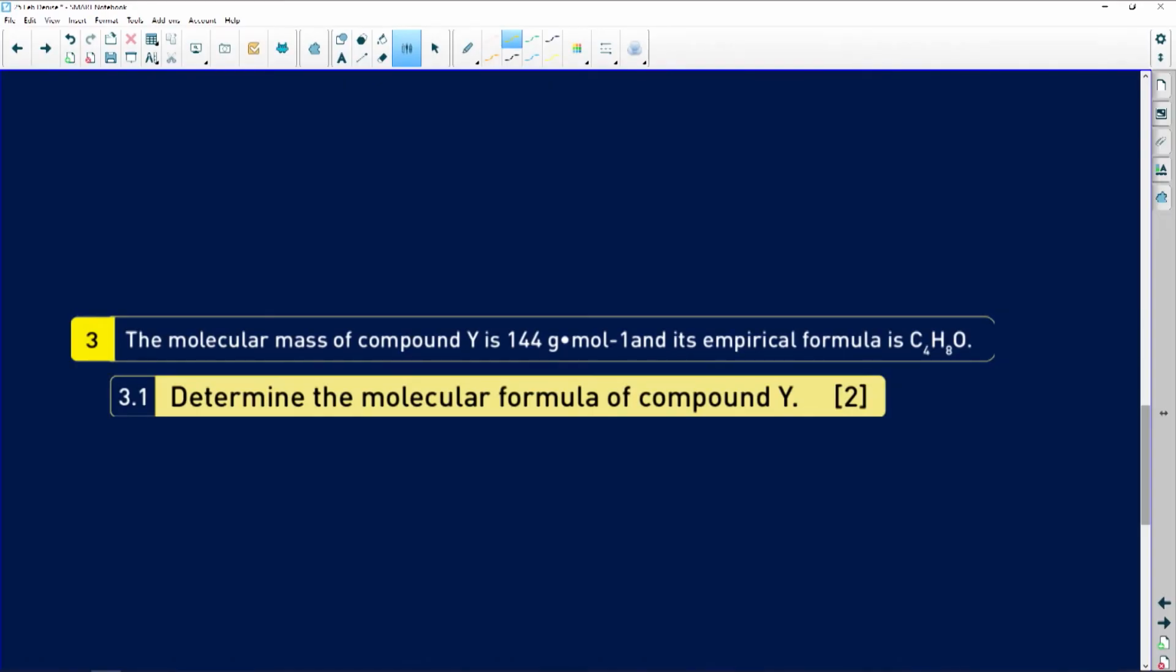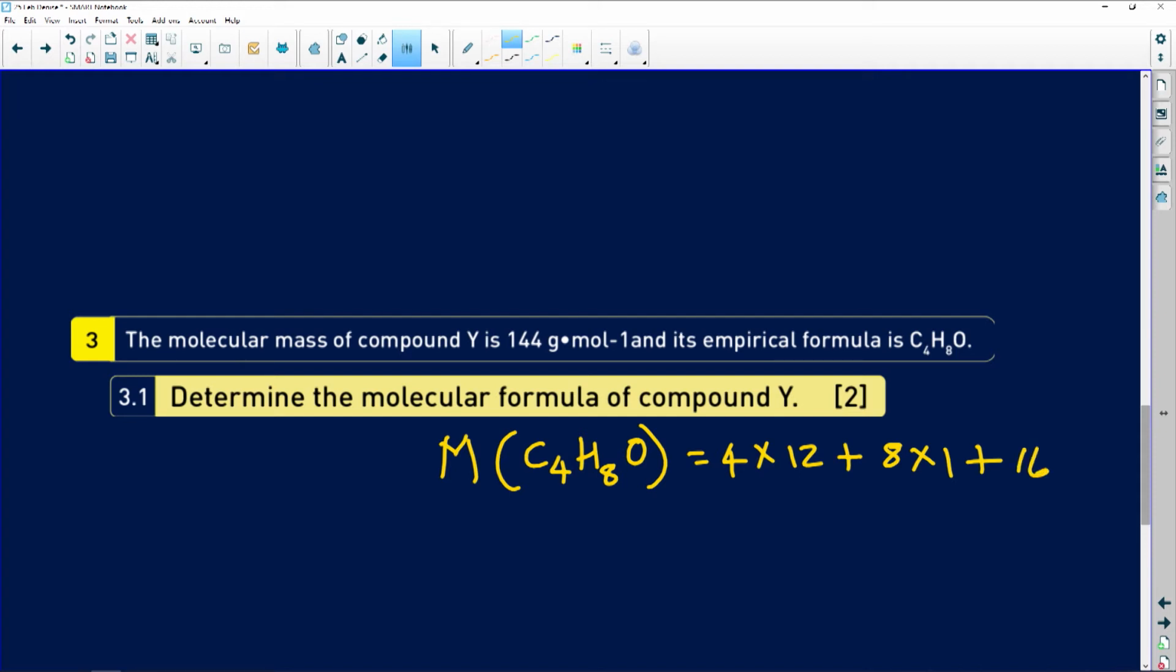First of all, you work out the molecular mass of C4H8O and compare it to 144, and then we can see the factor that we need to multiply those coefficients with. So let us have a look. The first thing we're going to do is work out the molecular mass of C4H8O. It's going to be 4 times 12 for carbon, plus 8 hydrogens multiplied by 1, the mass of hydrogen, plus oxygen, which is 16.